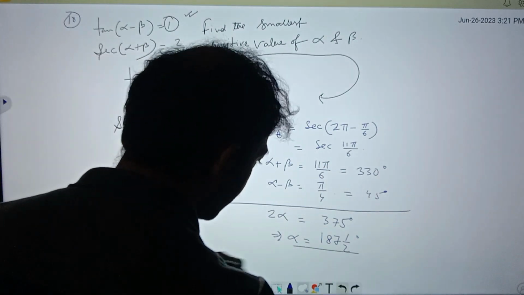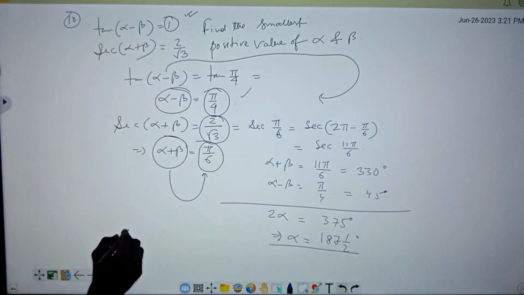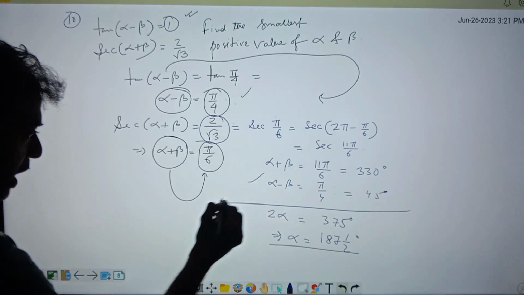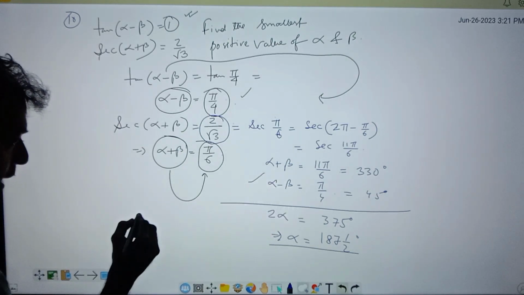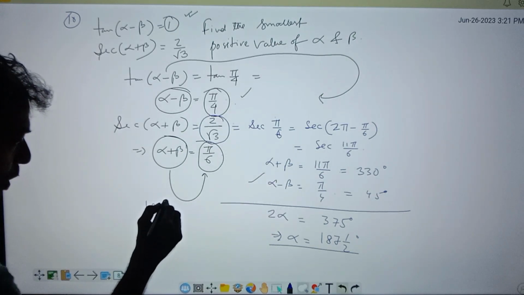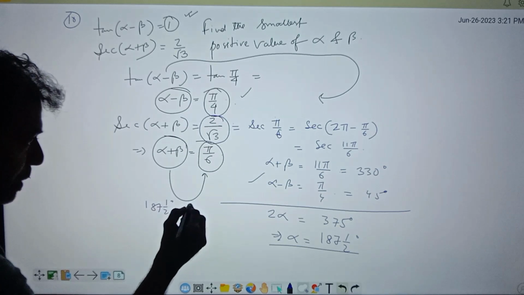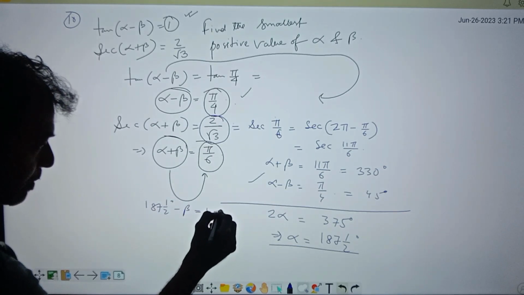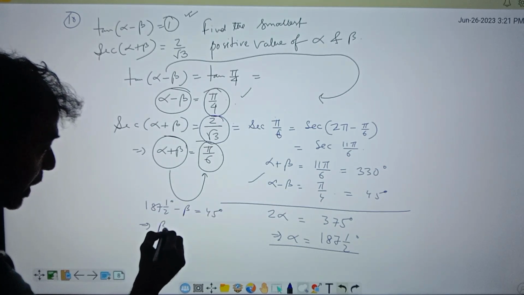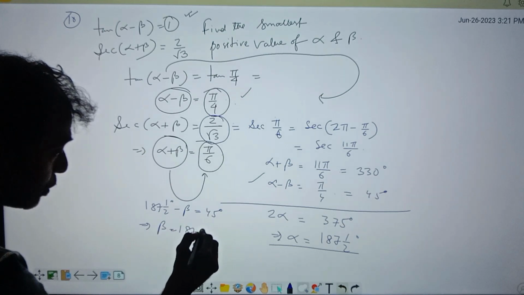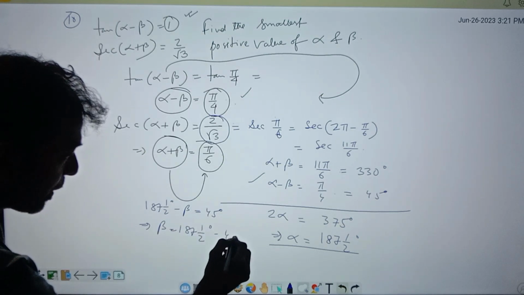Yes, that will be the value here. And from this relation, we are going to get the value of beta. That is 187½ degree minus beta equals 45 degree. Hence, beta will be 187½ degree minus 45 degree.